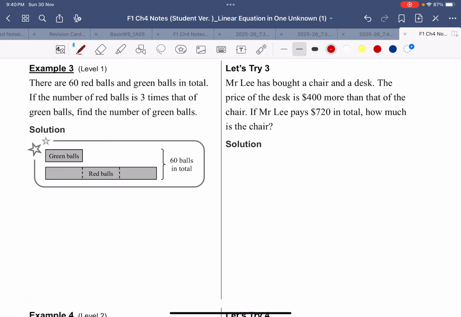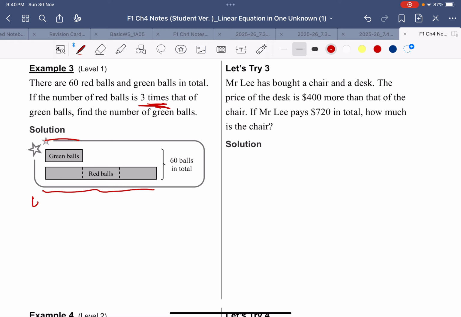Pause it, think about it first. We can always represent the situation by diagrams. Okay, here there are 60 red balls and green balls in total. So red balls plus green balls equals 60. Okay, represent the red balls with this bar, and this bar is 3 times the length of the green balls bar, and they add up to 60.